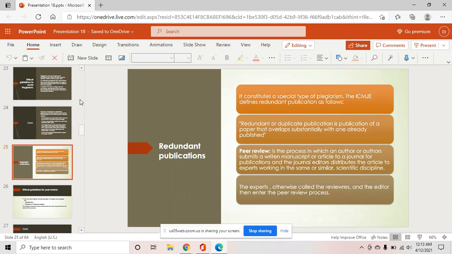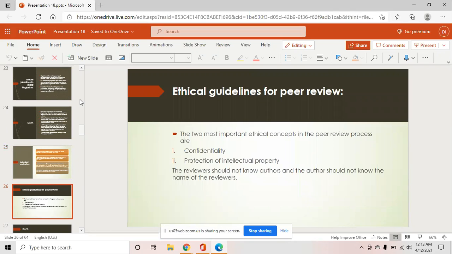Peer review. It is the process in which an author or authors submit a written manuscript or article to a journal or publication, and the journal editors distribute the article to experts working in the same or similar scientific discipline. The experts, otherwise called the reviewers, and the editors then enter the peer review process. Ethical guidelines for peer review. The two most important ethical concepts in the peer review process are confidentiality and protection of intellectual property. The reviewers should not know the authors, and the authors should not know the names of the reviewers.